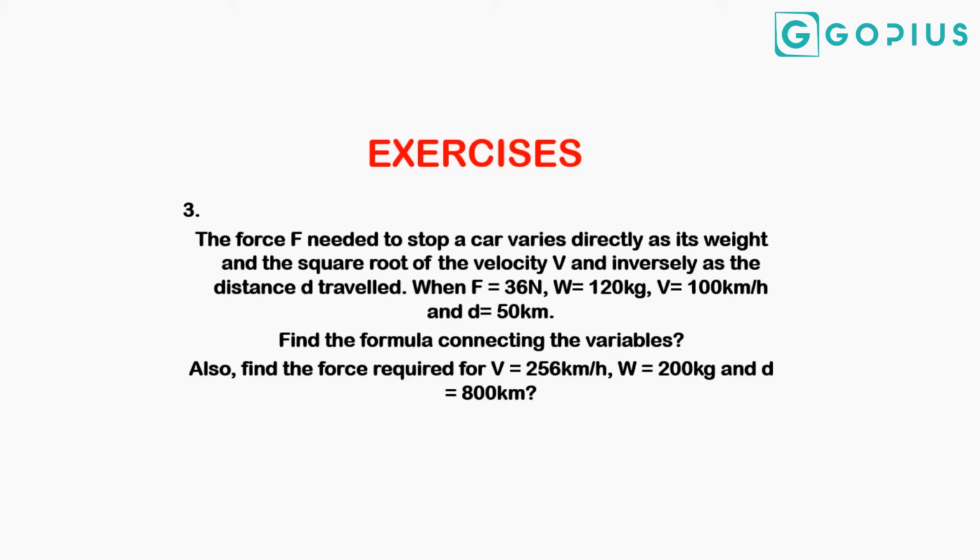I've been saying this in this current session. To find the formula connecting the variables is just to find the value of the constant you had introduced when you removed the sign of variation, and going back there to replace it. And also we are asked to find the force required for a car traveling at a velocity of 256 km per second with a weight of 200 kg after it has covered a distance of 800 km. All right, so let's take this again and solve it.